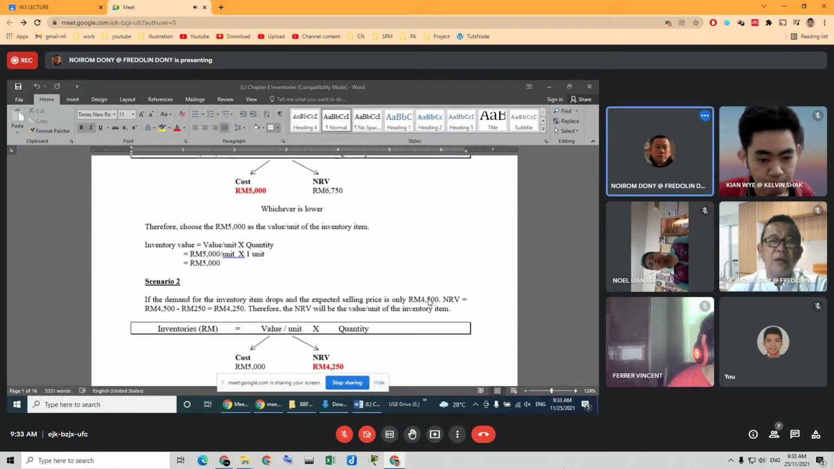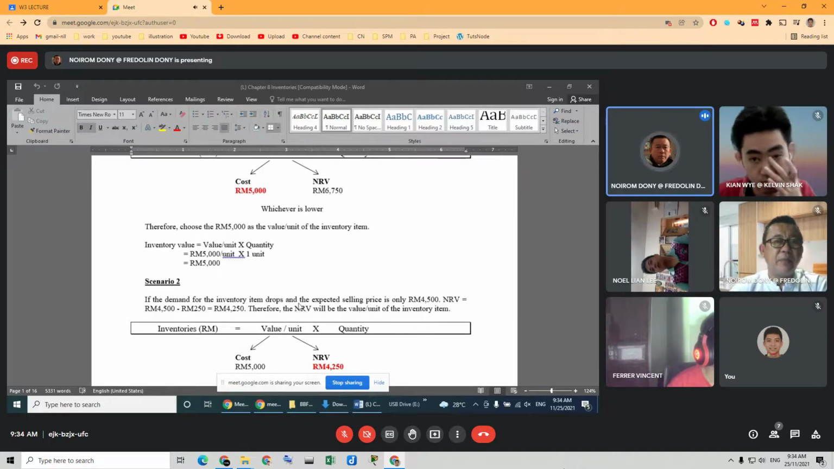So the NRV resulting from this drop of price, with the existing selling and distribution costs remaining the same at 250. So NRV now is 4,500 minus 250. So we can only sell it for 4,250. But when they bought, the cost is 5,000, isn't it? So if we value it at 4,250, we are anticipating a loss, isn't it? So about 750. Therefore, the NRV will be the value of the inventory item.